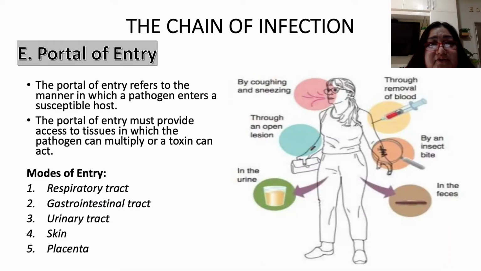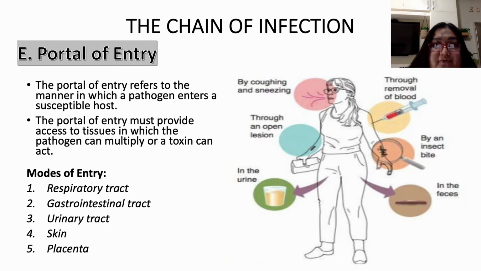The portal of entry refers to the manner in which a pathogen enters a susceptible host. This portal of entry is needed for the organism to gain access to the host. The portal of entry also must provide access to tissues in which the pathogen can multiply or a toxin can act. Most often, yung infectious agents, they use the same portal to enter a new host that they use to exit the source host. Ano yung mga modes of entry?